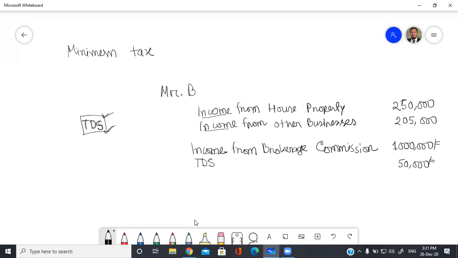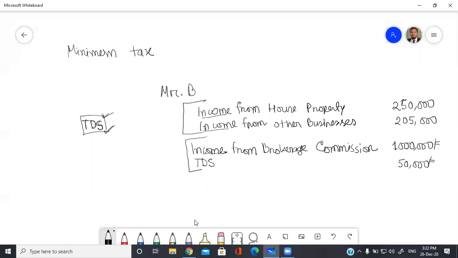So the thing is that when you will be providing the income particulars, and on some income TDS, sorry, minimum tax is applicable, you need to separate that income for tax calculation, and you need to separate other income on which minimum tax is not applicable.